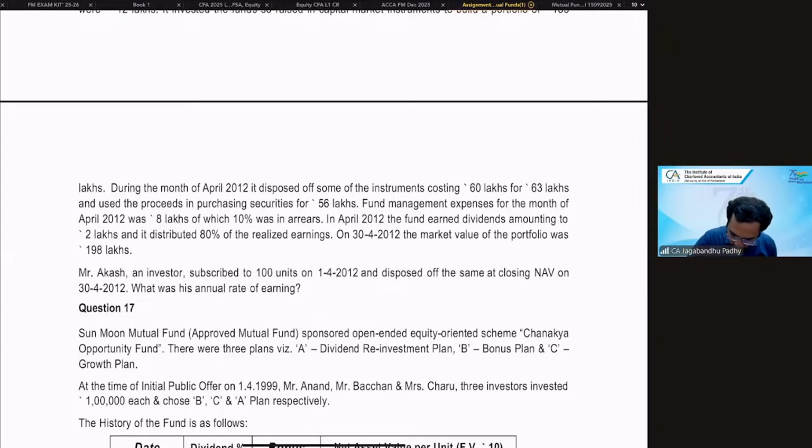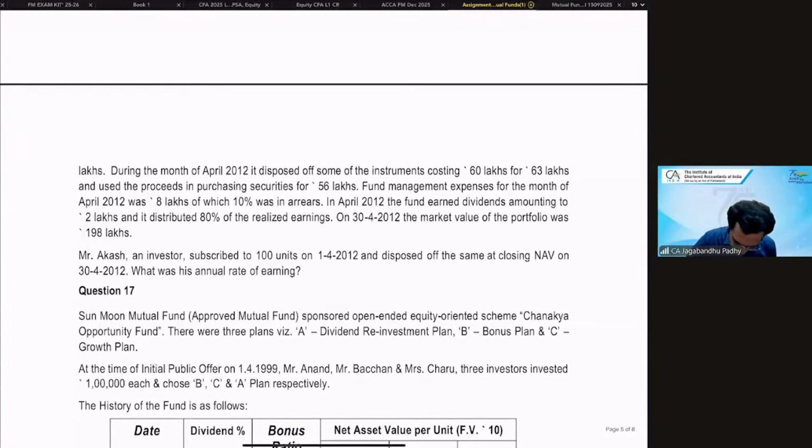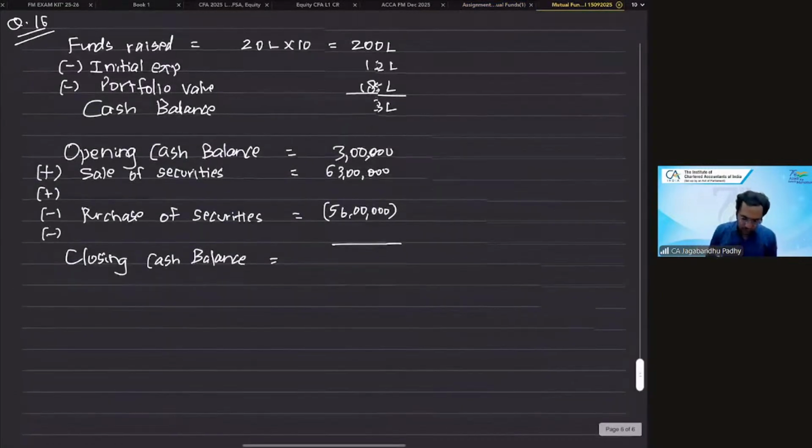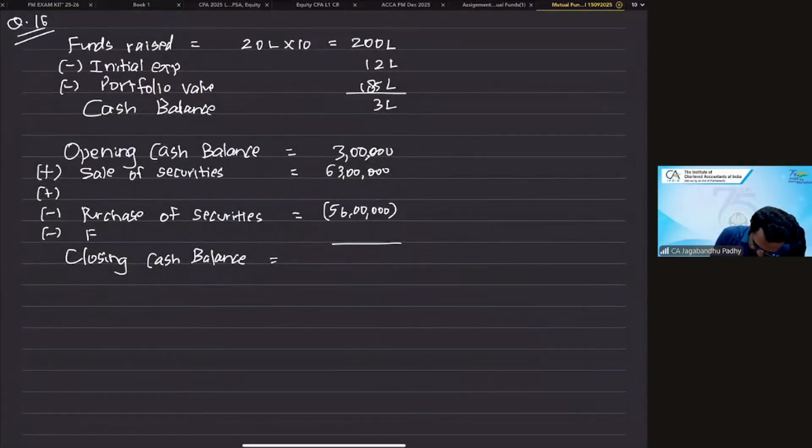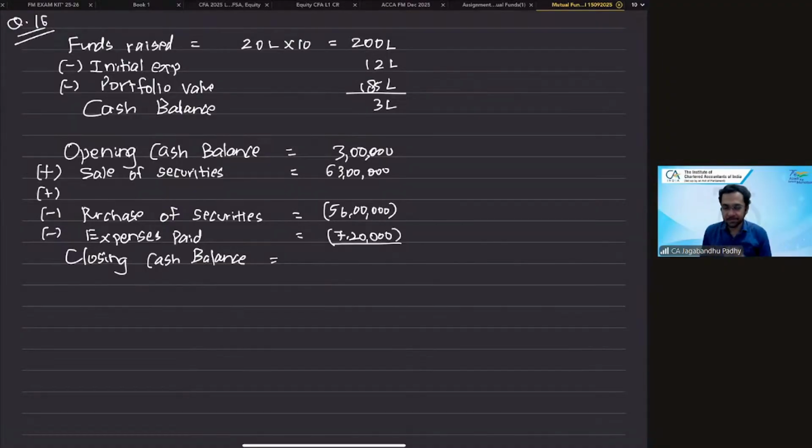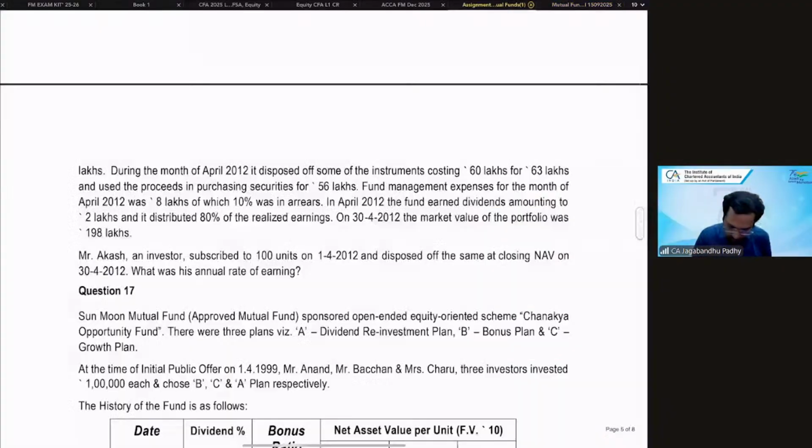How much? So the fund management expenses are 8 lakhs, out of which 10% is in arrears. So what have we paid? 7 lakh 20,000. Expenses paid is 7 lakh 20,000. Any other cash inflow or outflow? Dividend earned is 2 lakhs. Yes, we have earned a dividend of 2 lakhs.